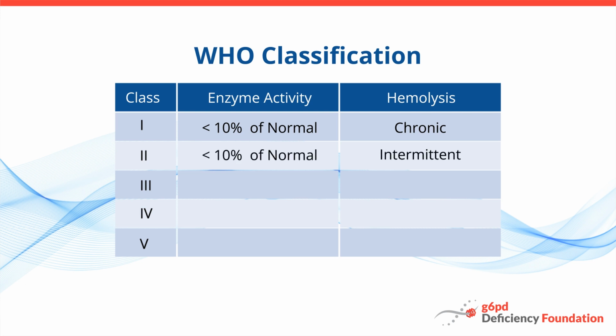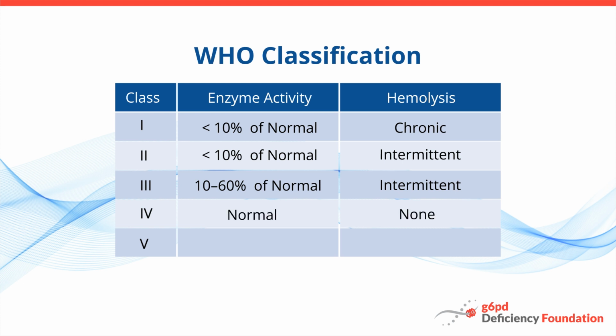Those in Class 2 also are severely enzyme deficient and have an enzyme level less than 10%. However, they experience hemolysis intermittently and usually as a direct consequence of an inciting agent, such as an infection, certain foods, drugs, or chemicals. Class 3 individuals have enzyme activities that range from 10% to 60% of normal. People in this class also experience intermittent hemolysis, although less frequently than those in Class 2.